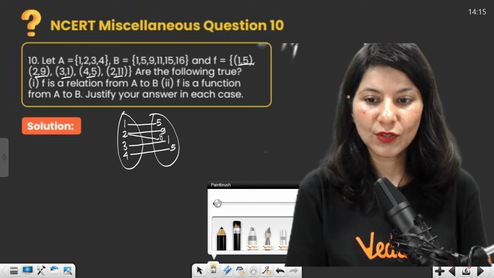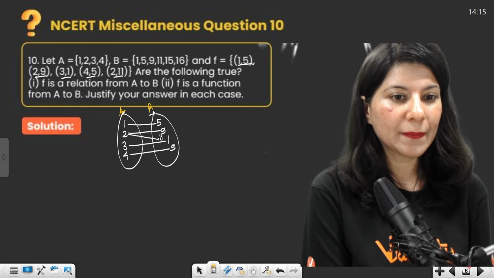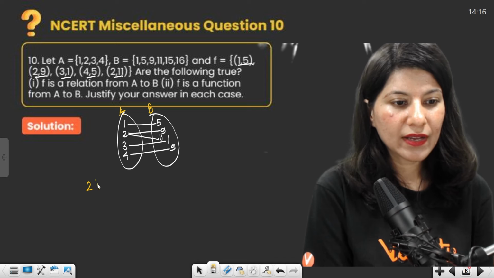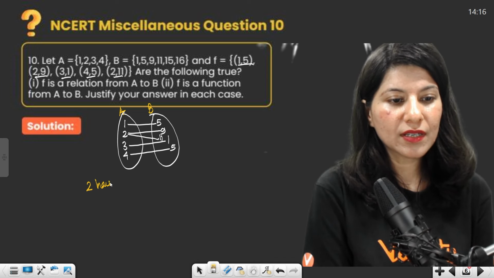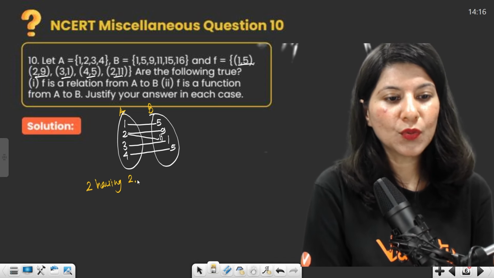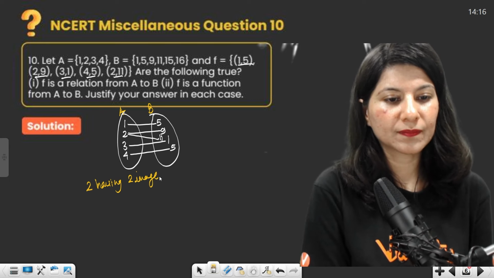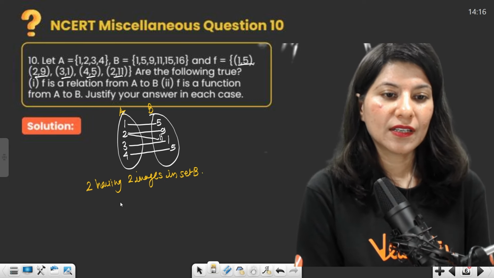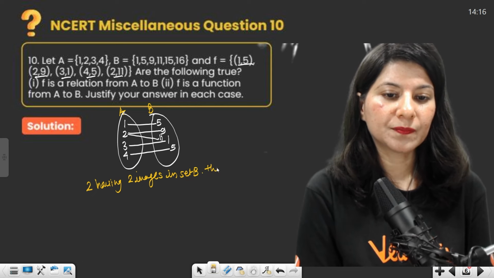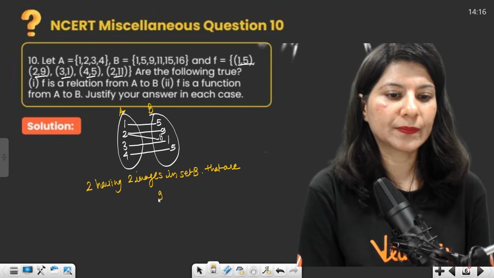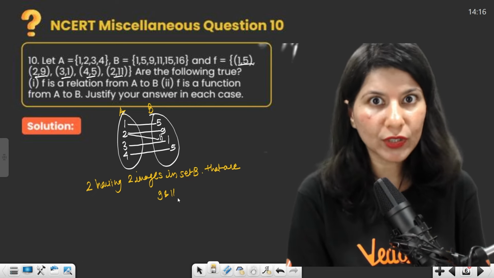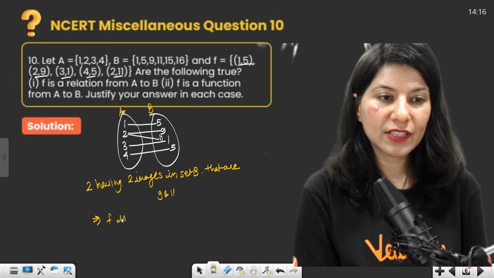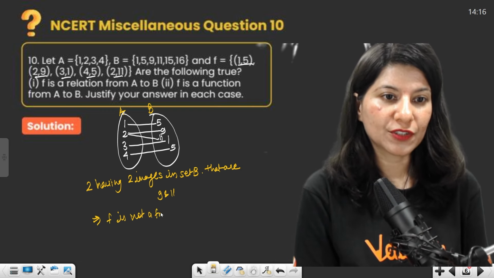So clearly by this mapping diagram, 2 is having how many images? 2 images in set B. Correct. What are these? That are 9 and 11. Clearly it is not allowed. So this implies that F is not a function.